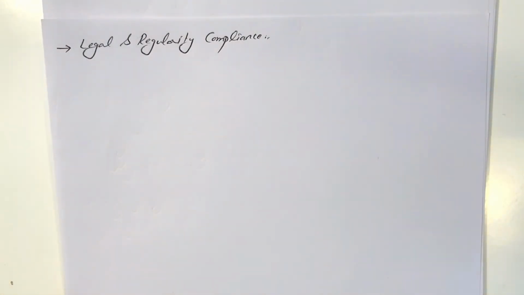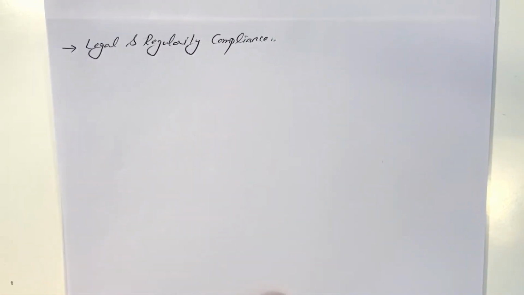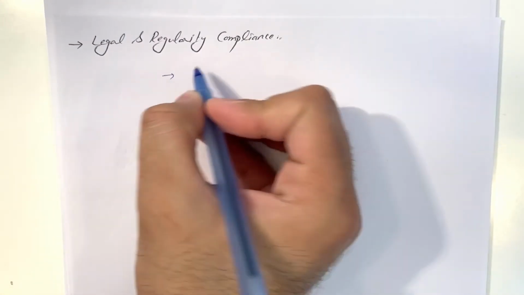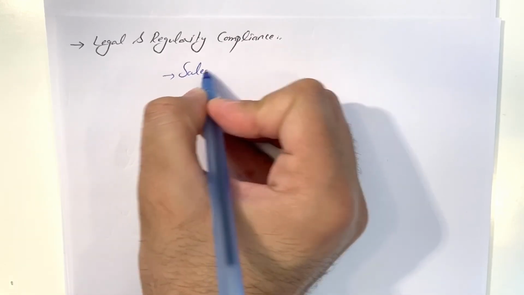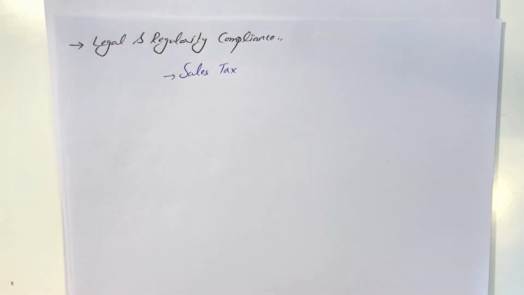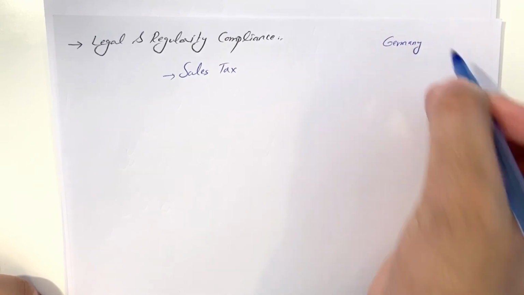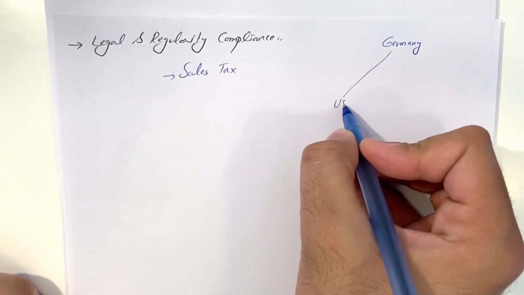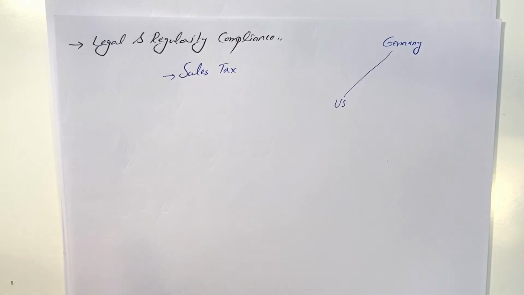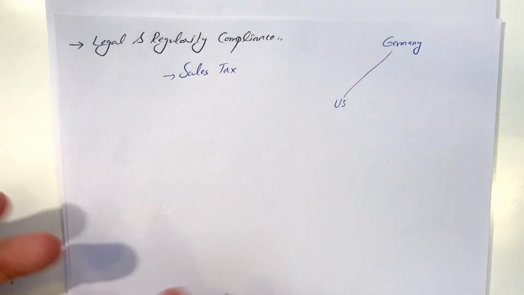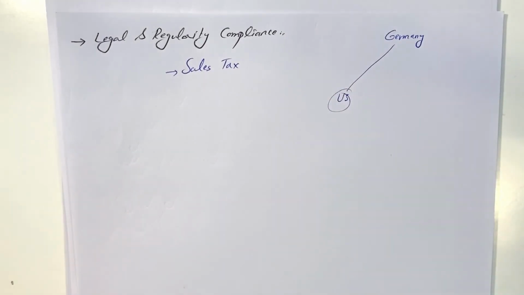The last but not the least is legal and regulatory compliance. That's a very big issue. For example, the legal issue, there are some taxation issues, sales tax. For example, if a company's server is located in Germany and they're selling products in the US, will they pay taxes? If they pay taxes, what will be the process? Because they are making business from the United States. That's a very important thing to understand.